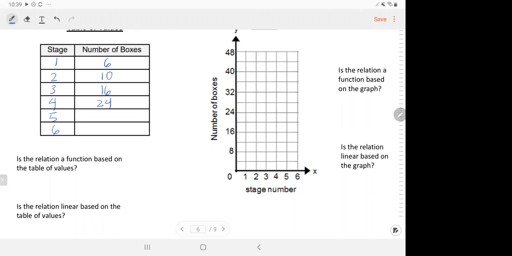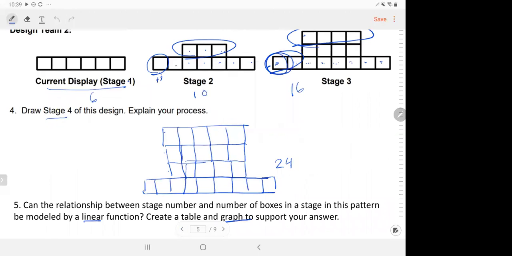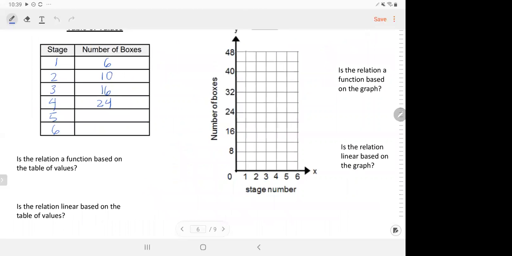And if we're trying to think about a pattern, if we were to try and think about stage 5, if I were to draw stage 5, I would have 10 boxes on the bottom because this stage had 9. So I'd have 10 boxes on the bottom, and then I'd have 4 rows of 6. So 4 rows of 6 would be 24. So 24 plus 10 would be 34.